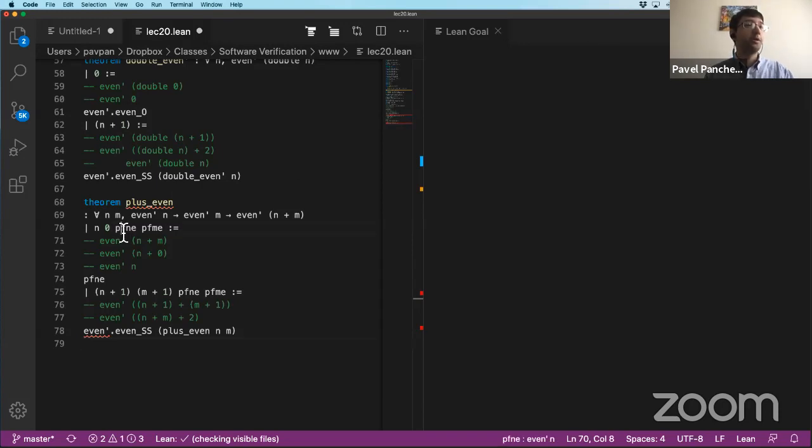Okay, we got a question in the chat. What are these PFNE and PFME? Yeah, sorry, this is my little abbreviation. Proof that n is even, proof that m is even. You can see that as we've defined plus_even, it takes arguments n and m, and also a proof that n is even and a proof that m is even. Remember that anytime you have an implication like this between two propositions, another way of thinking about that is as a function that takes in proofs of the propositions as arguments. So here, this function actually has 4 arguments, n and m, and then these 2 proofs, and it produces a proof on its own.